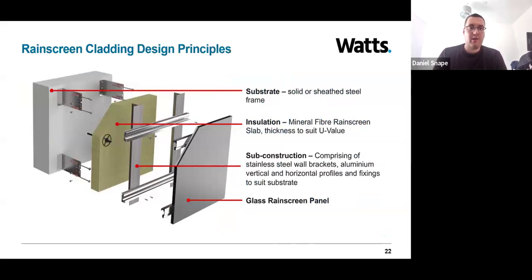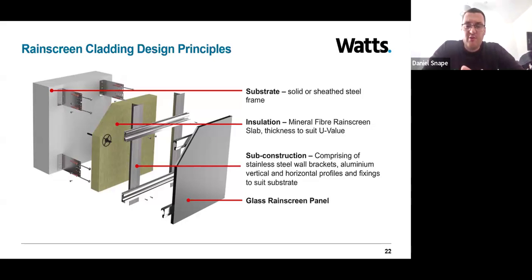So in the final slide for rain screen cladding then, I just wanted to show the typical build-up of this. So in this slide, we see an example build-up of what a rain screen cladding system is. And that typically comprises of an inner substrate, which could be solid masonry or a sheathed steel frame. Attached to that would then be insulation. Again, this is optional, but a lot of the systems do contain it.